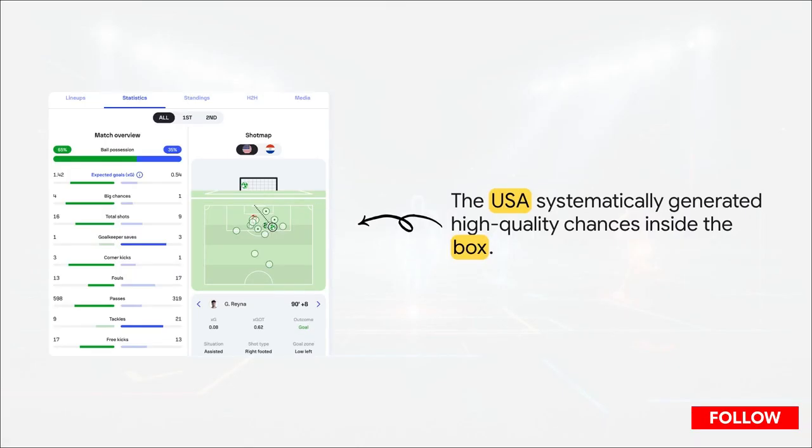And the overarching tactical setup here resulted in really systematic, high-quality chances. Just look at the sheer volume of opportunities the USA generated right smack in the middle of the danger zone. They weren't out there settling for low-percentage pot shots from 30 yards out. No way. They systematically picked apart Paraguay's defensive block to get right into those prime scoring areas.